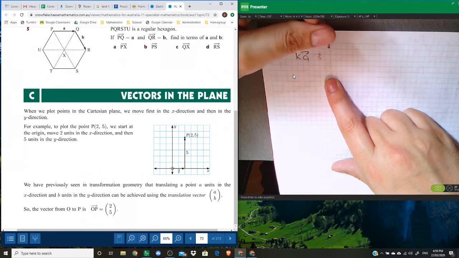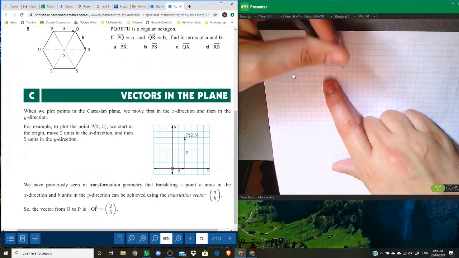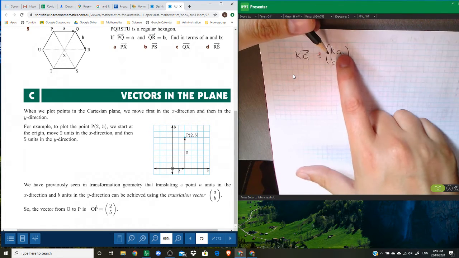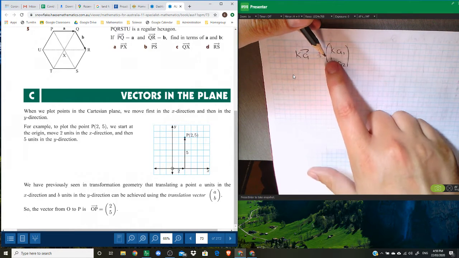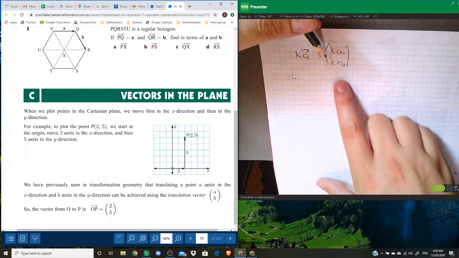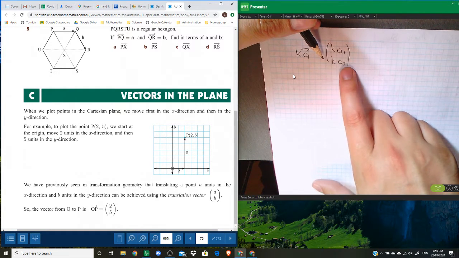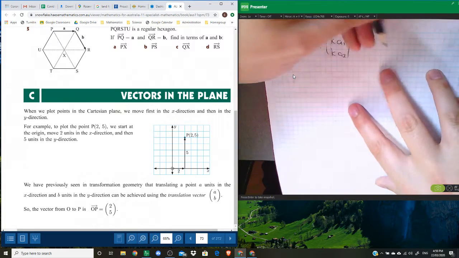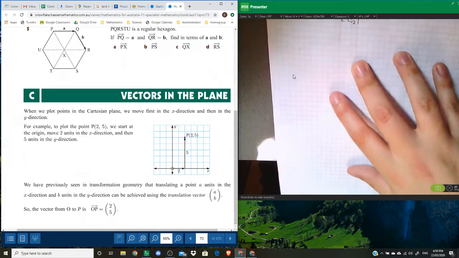That would be K times A1, K times A2. So you just take the amount of X and you times it by K. You take the amount of Y and you times it by K. If it's negative, it also reverses the direction as well. So if you had 2, it'll double the X distance and it'll double the Y distance as well. Now the last one is the length of the vector.